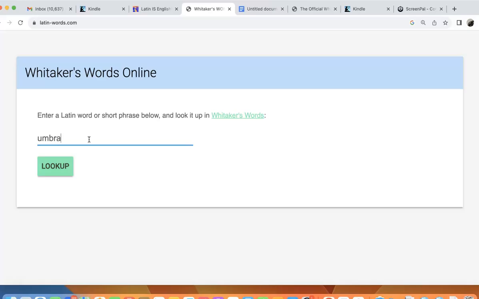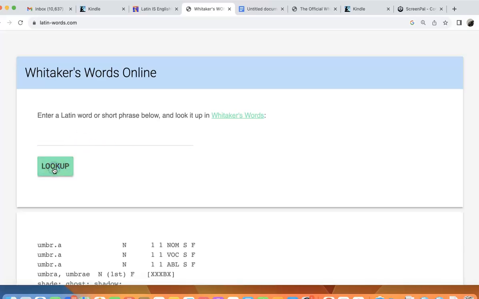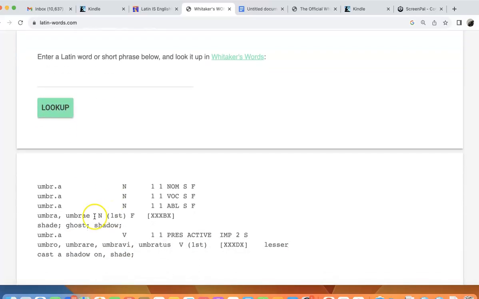And so if I type in umbra and look this word up, it's where we get the word umbrella, but you can see it also means ghost or shadow. So we're going to use it as a ghost in this particular case. By the way, this is something we'll talk about later, how to use a Latin dictionary. Here we have the nominative singular a, but also the genitive singular ae. We'll talk about this in a later lesson.